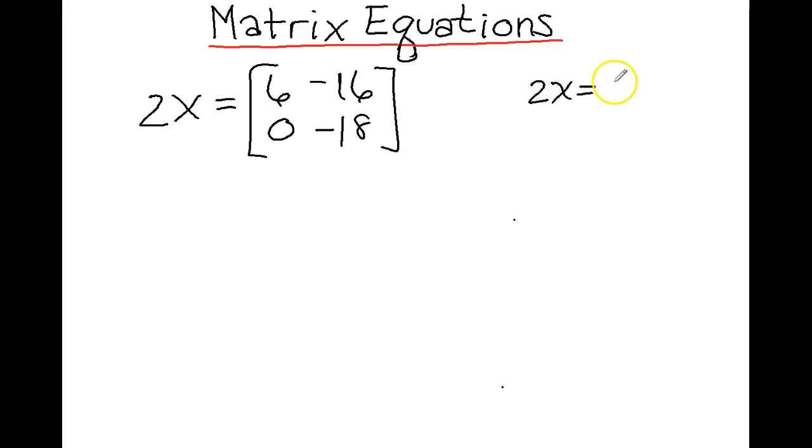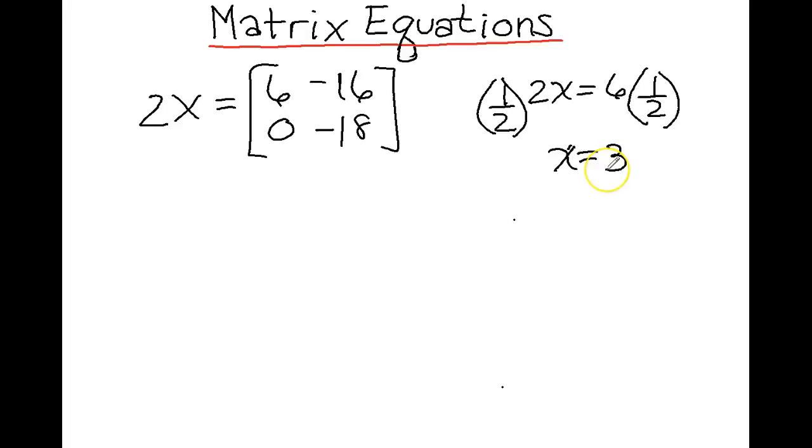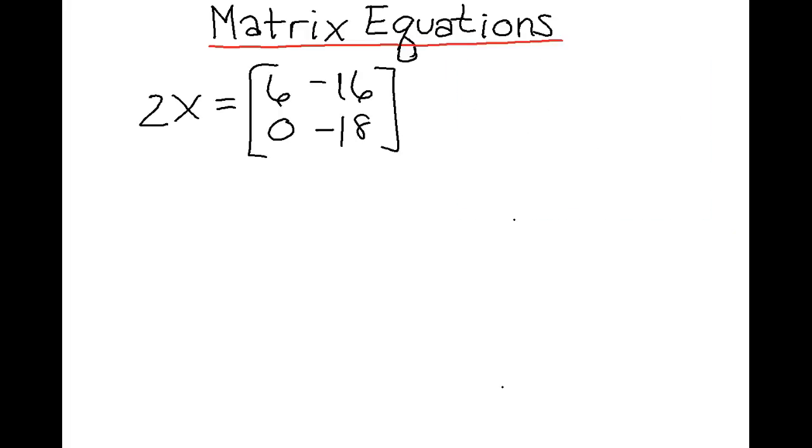We're going to solve this in a very, very similar way to what we would do if we had an equation that looked like this. To solve this equation here, we would divide both sides by 2, but instead of dividing by 2, I'm going to multiply by the reciprocal, and we get x equals 3. We are going to do the same thing when we solve matrix equations.